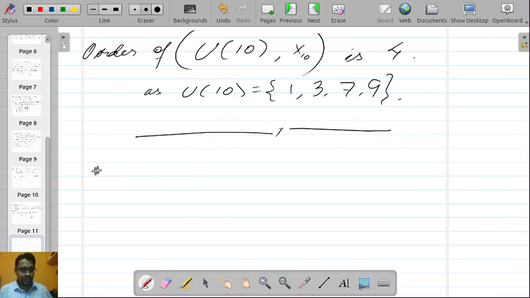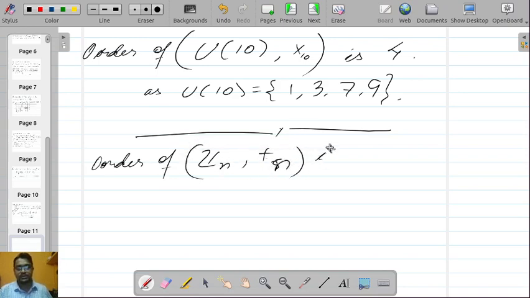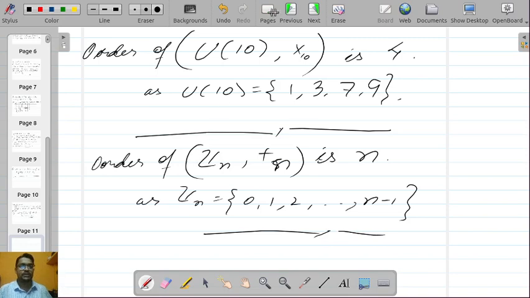So several things are there. In general, order of Zn with respect to addition modulo n is n, because the elements of Zn are 0, 1, 2 up to n minus 1.